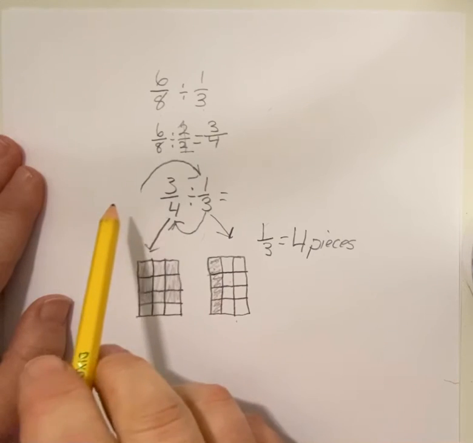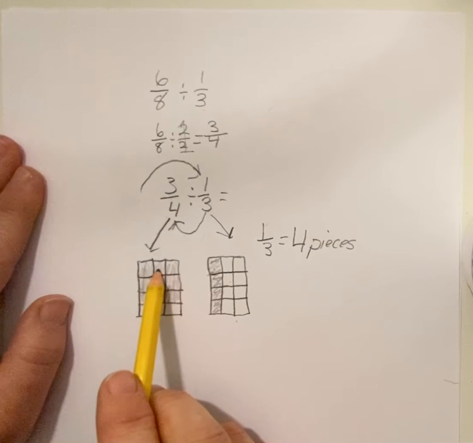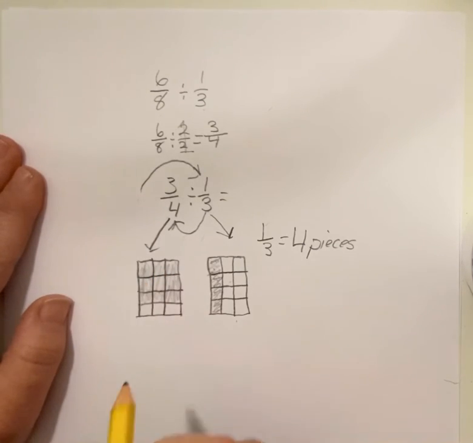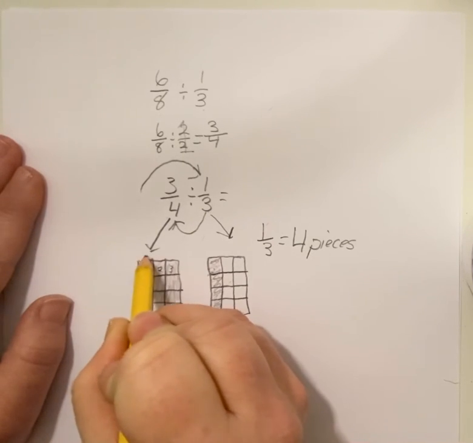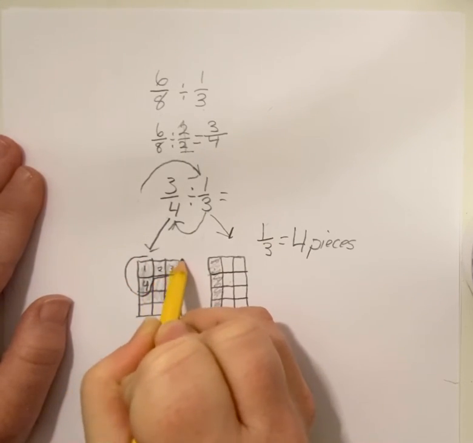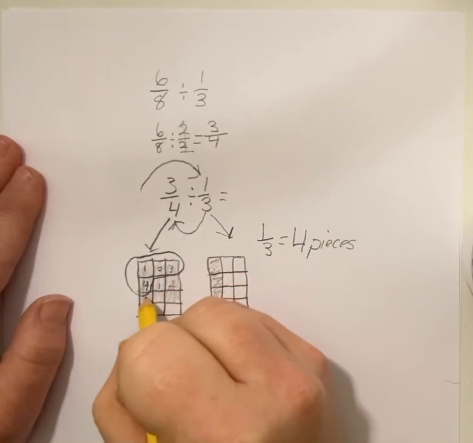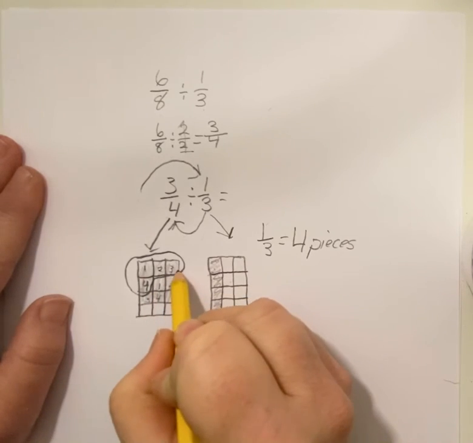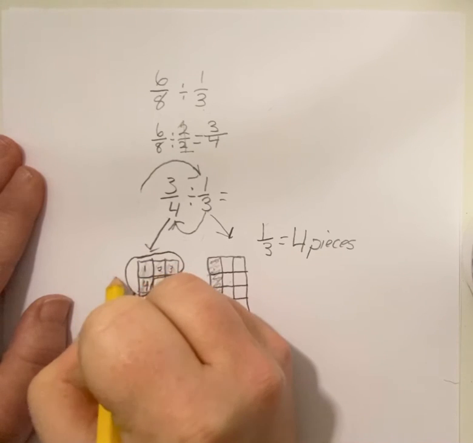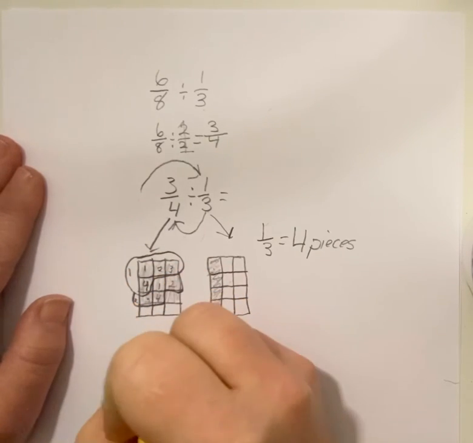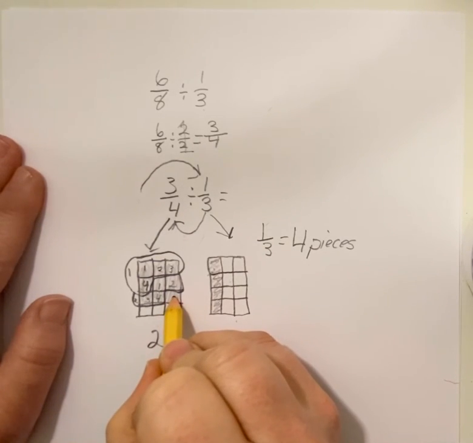So when I find groups of 1/3 in 3/4, I know that every time I find 4 pieces, that's one group of 1/3. So 1, 2, 3, 4. This right here is one group of 1/3 in 3/4. And then I have 1, 2, 3, 4. Here's another group of 1/3 inside 3/4. So far I have 2 entire groups, but then I have one little piece left over.